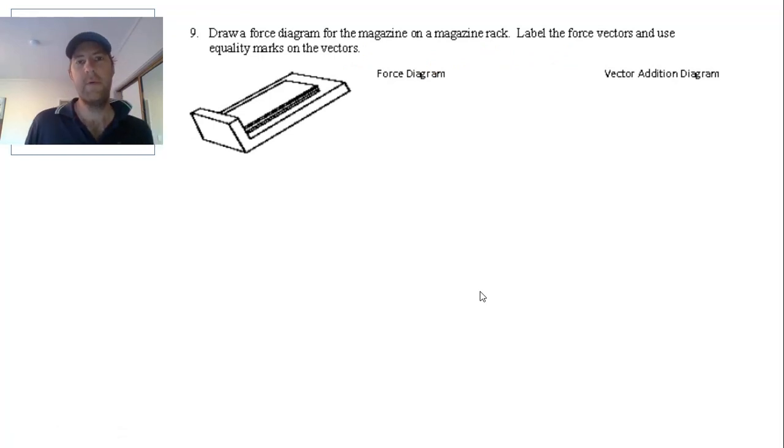Draw a force diagram for a magazine on a magazine rack. So my system is the magazine. And you'll see this magazine rack has a little bit down the bottom. So first thing I think of is that flow chart of, is it got a constant velocity or is it accelerating? It's definitely constant velocity of 0. So net force is 0.